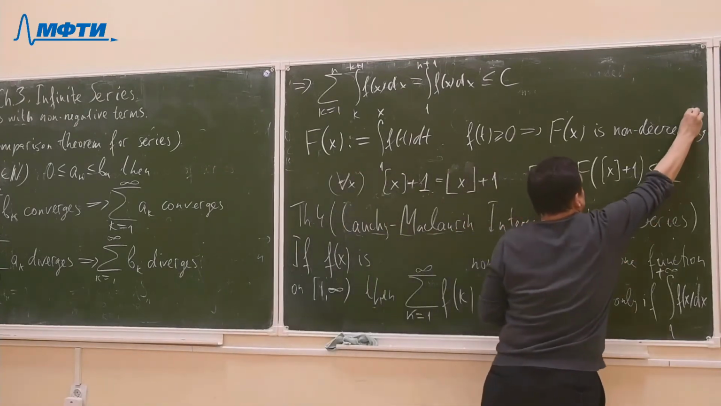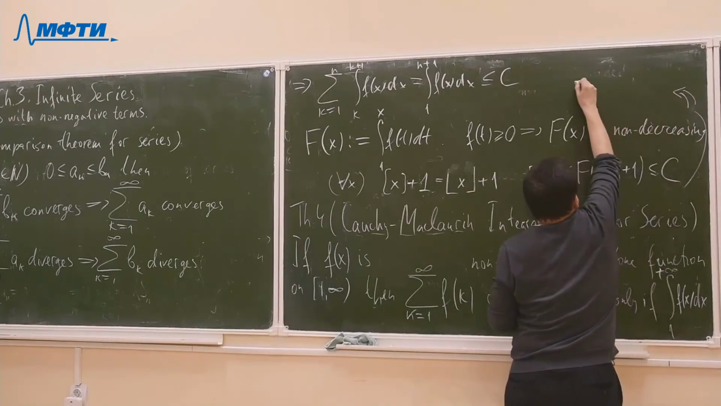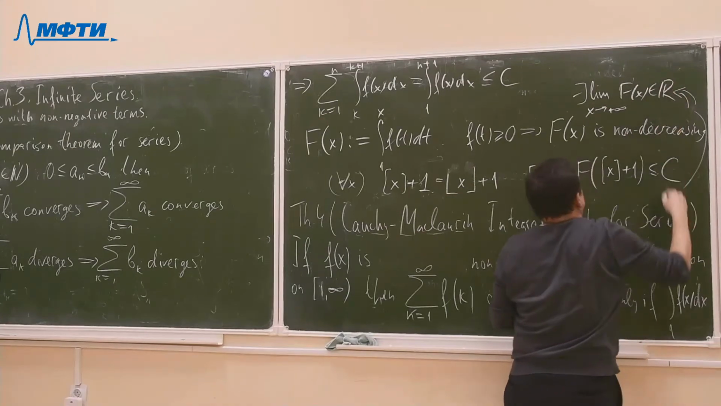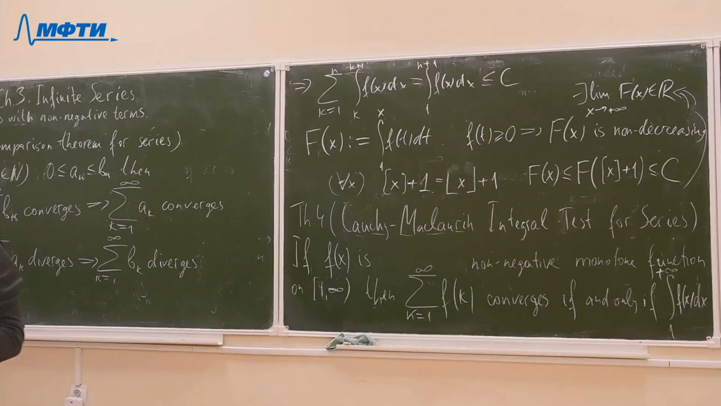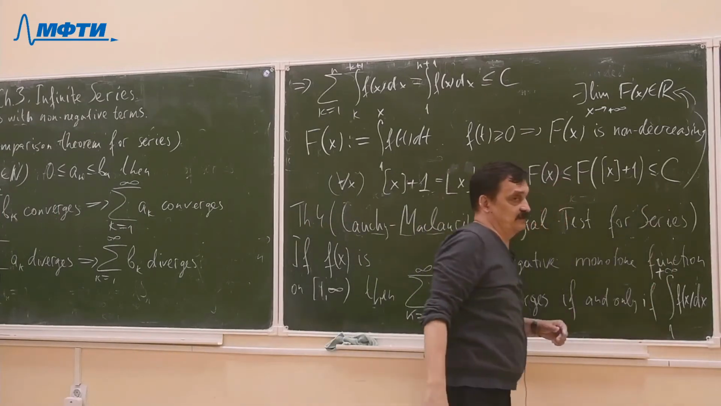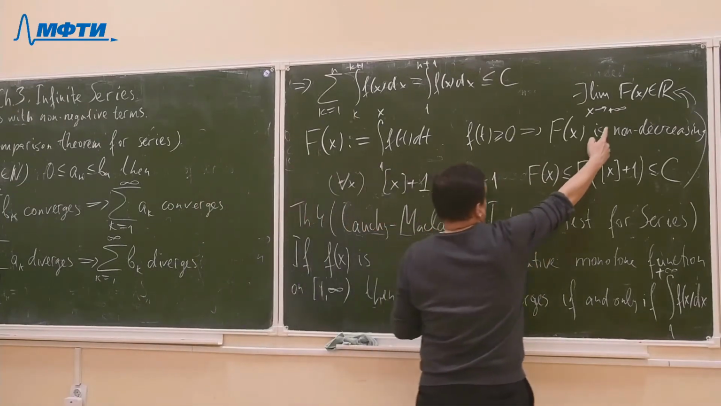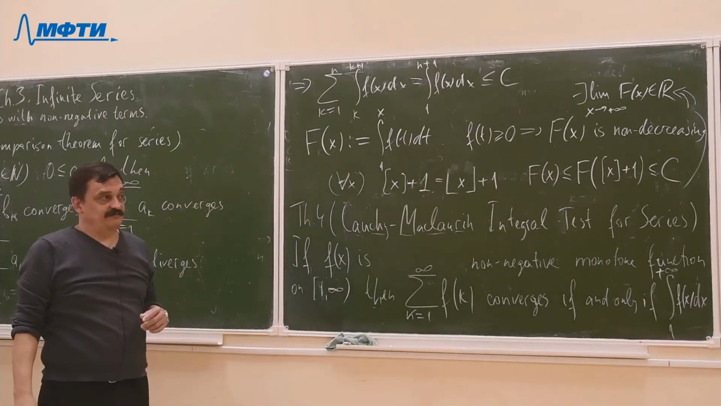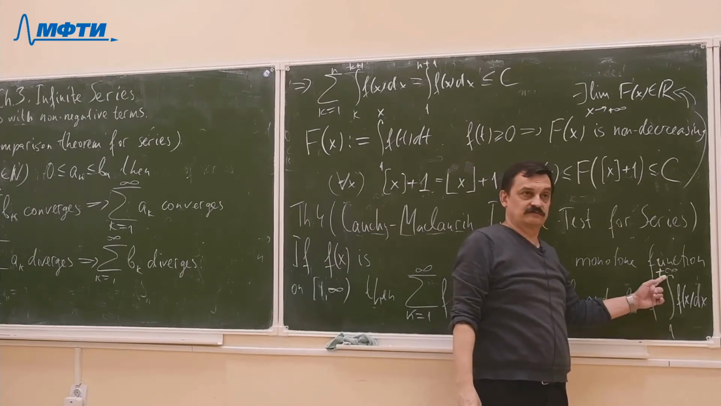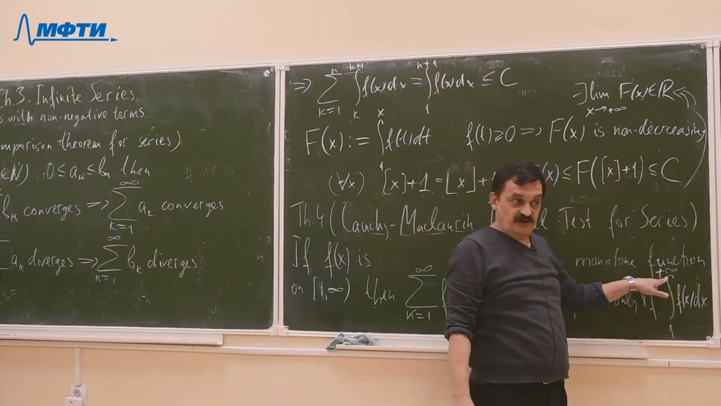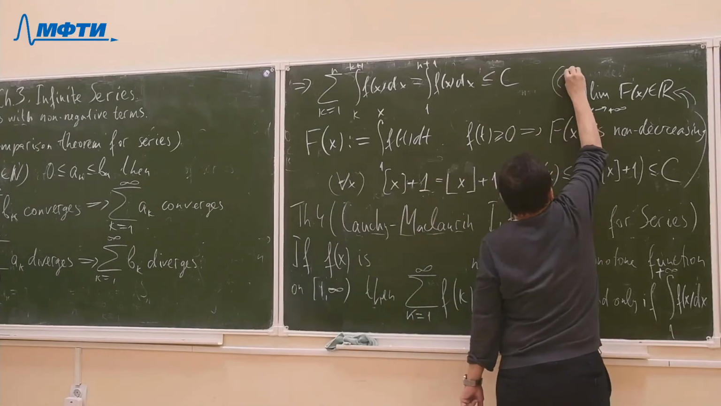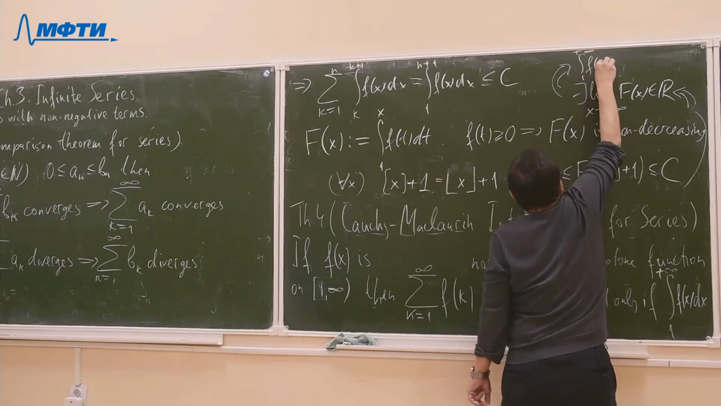And once we have non-decreasing bounded function, hence there exists finite limit as x tends to plus infinity. Because every monotone function has a limit, finite or infinite, and it should be finite because of boundedness. And what it means? A limit of capital F is nothing else but this improper integral. By definition, what is improper integral? We vary upper limit. That is what we have here, right? So it means that the integral converges.